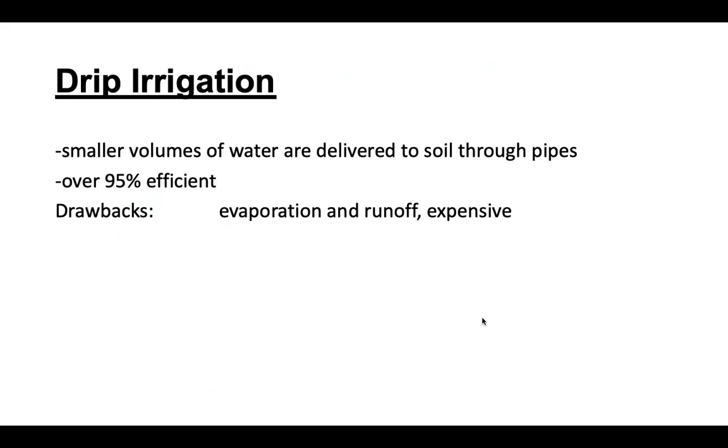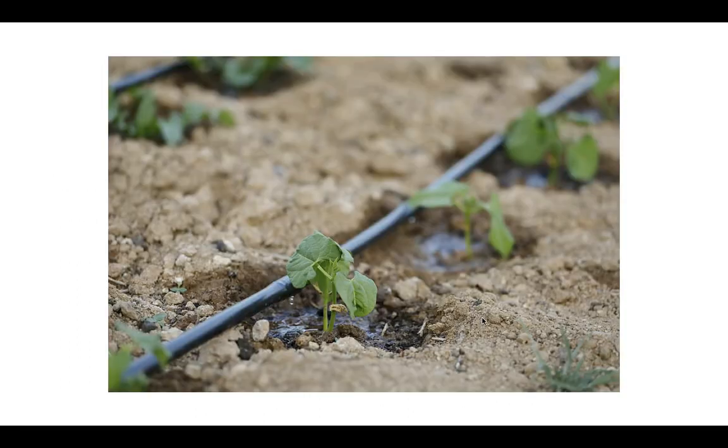You've also got drip irrigation, which is over 95% efficient. Unfortunately, this one is expensive. And evaporation and runoff, again, are some issues, but not quite as much as the other ones. And basically, it's kind of exactly what it sounds like. Smaller amounts of water delivered to soil through pipes. And you can see here, it's literally just like a tiny little drip of water. And this happens for every plant that is planted.